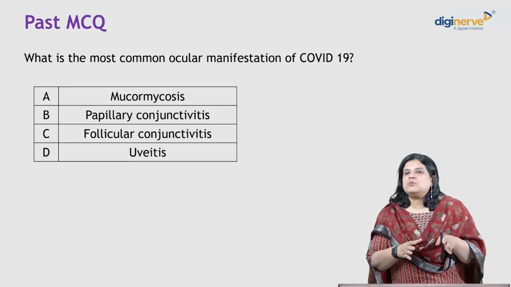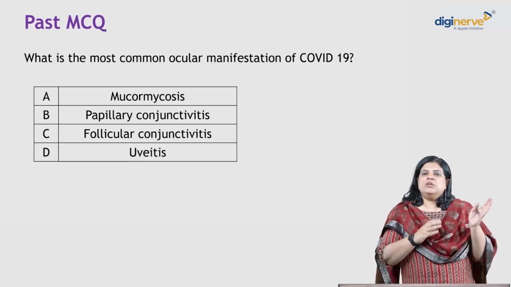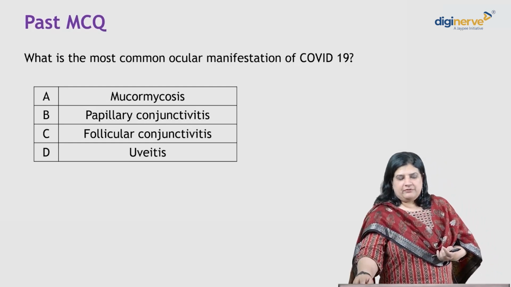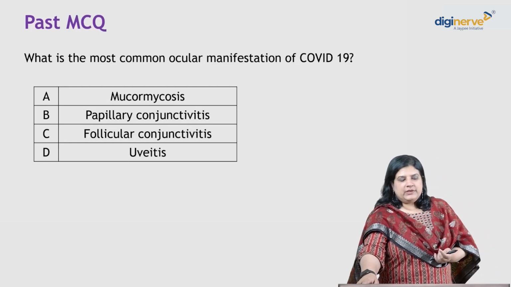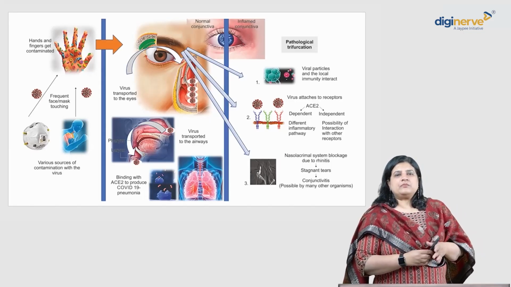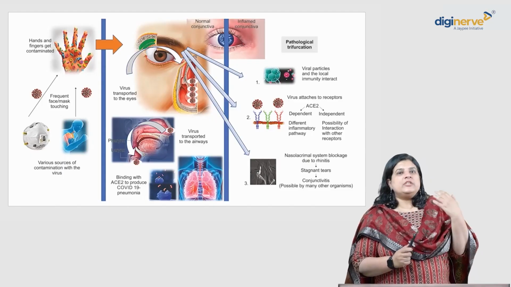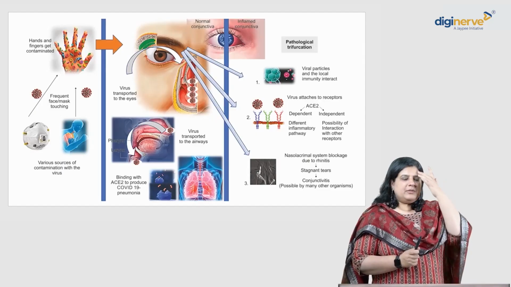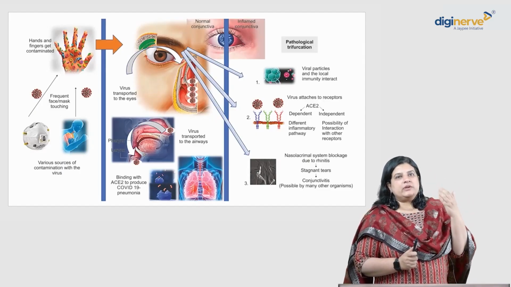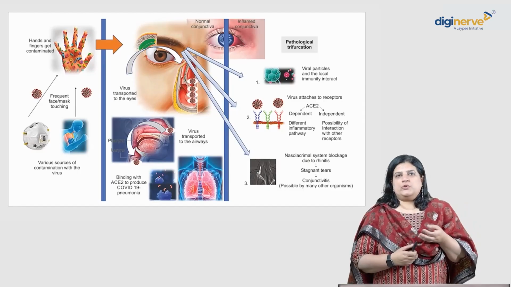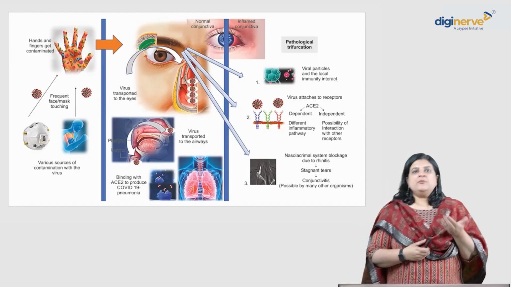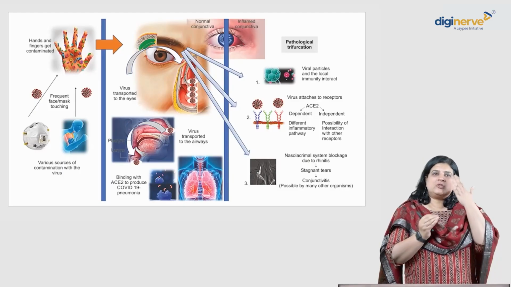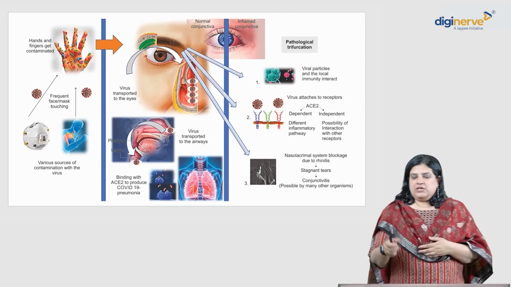Now, mucormycosis was not that common. It came about during the post-Delta stage. The most common ocular manifestation that we saw was follicular conjunctivitis. Now, we know that people were using masks. Despite repeated hand washing, repeated handling of masks was unavoidable. The hands and fingers were getting contaminated, and whatever you would do to avoid rubbing your eyes, that would happen inadvertently, and that was what was transferring the virus from your fingertips to the eye and resulting in follicular conjunctivitis.